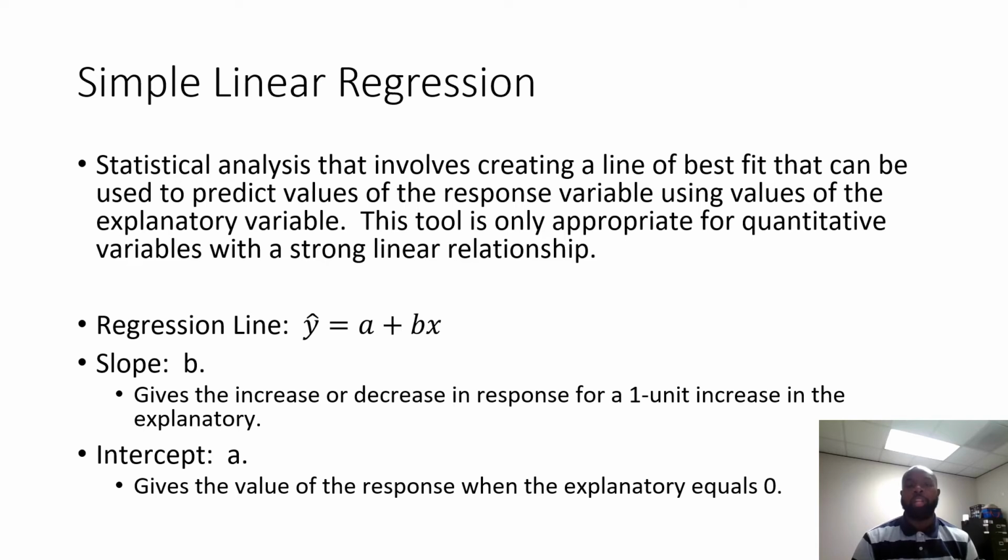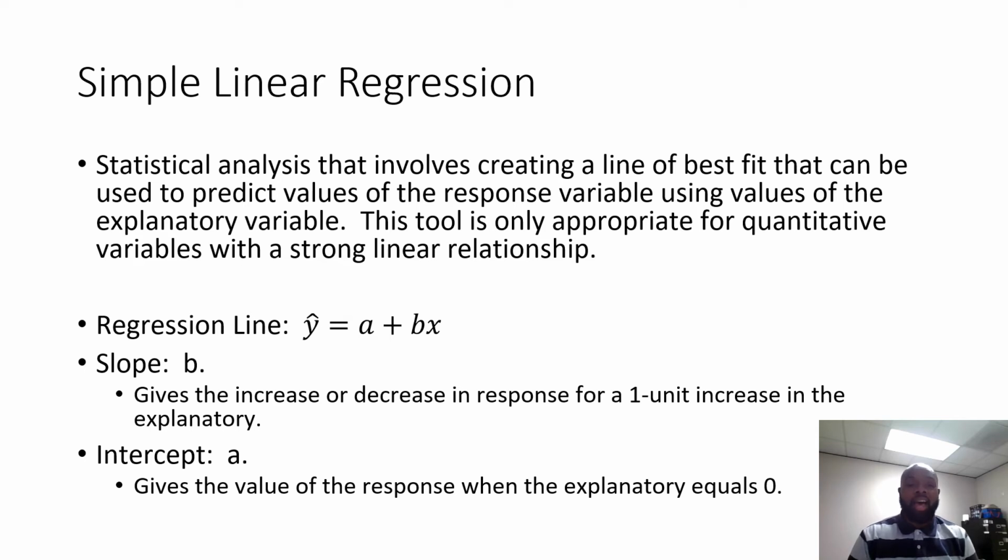strong linear relationship. And we just got finished saying that the correlation coefficient measures the strength of your linear relationship, and we said that if the absolute value of r is greater than 0.7, then we have a strong linear relationship. So if we see a correlation coefficient of 0.7 or greater in absolute value, then we can go to the next step to use simple linear regression in order to come up with the line of best fit that can be used to predict your outcome or your response variable using your explanatory variable.